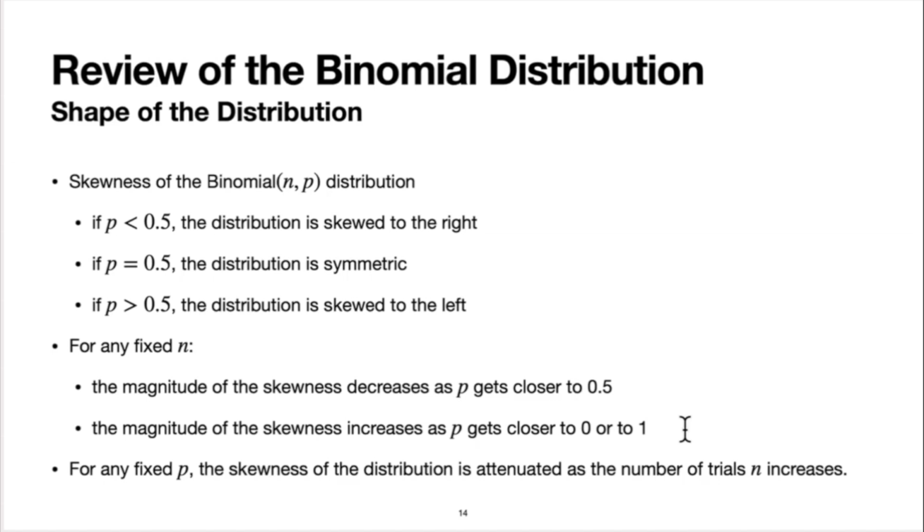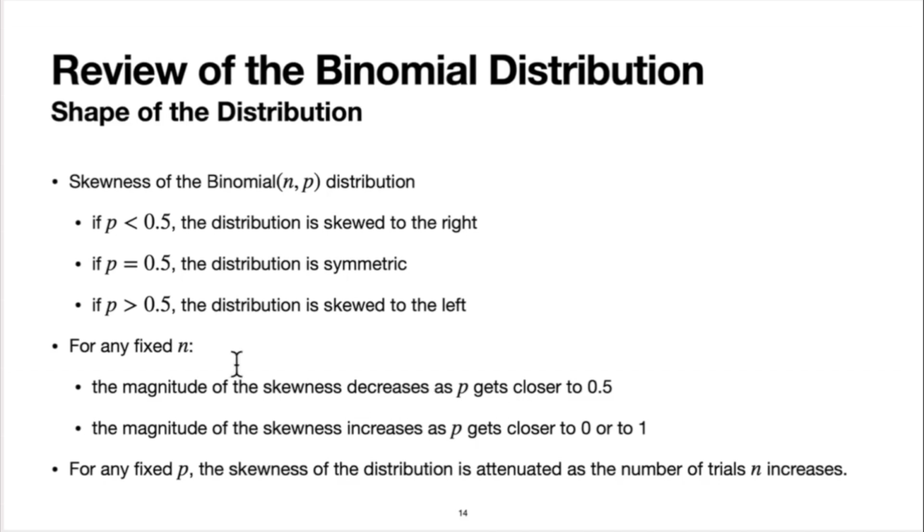So that is just some general things that we can state and utilize about the skewness, or about the shape, of the binomial distribution. If the success probability is 0.5, then we have a perfectly symmetric distribution. But if p is different than 0.5, then the binomial distribution is skewed, and the magnitude of the skewness is going to depend on how far p is from 0.5.